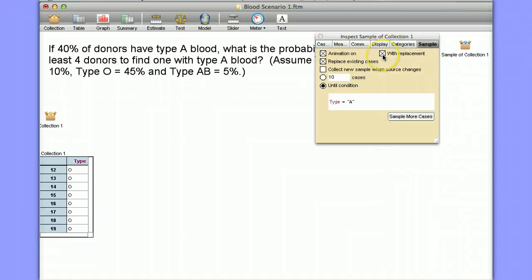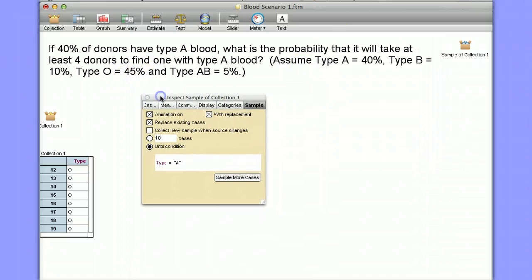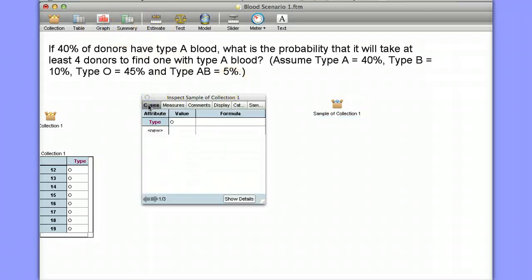And we're going to do this with replacement, meaning if I grab a person of type O, I want to put them back into this collection because I want to make sure that my percentage stays at 45%. Let's try this again. Let's see what happened. Let's look at our collection. We can see it took 3 cases until we got an A.